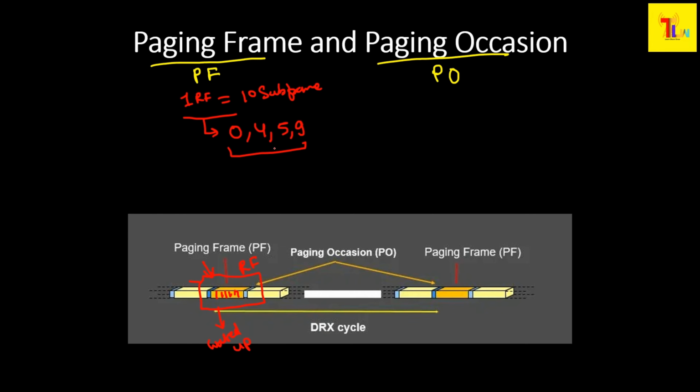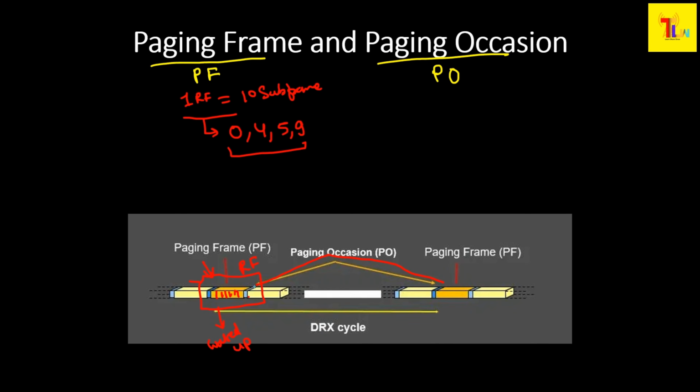Okay, and you can see, suppose at this particular radio frame it woke up, and the next subframe and the next radio frame where exactly it is going to wake up, this is what we call a paging occasion. This is what we call a paging occasion. You can see I'm just using a different color so that it will be easy for you.